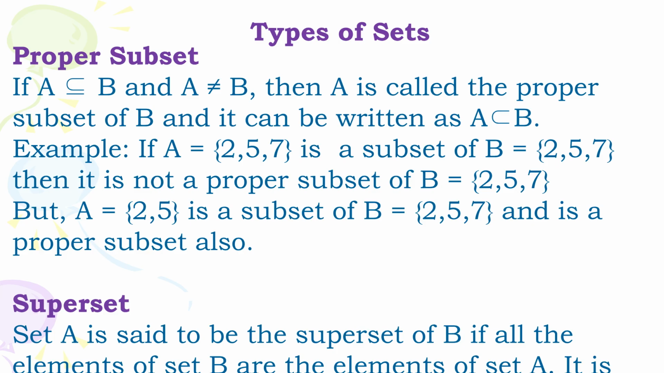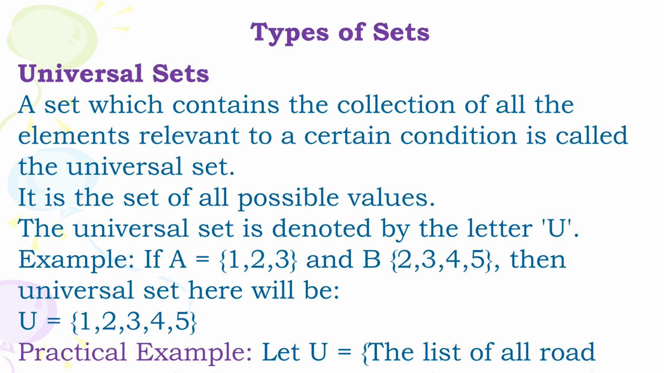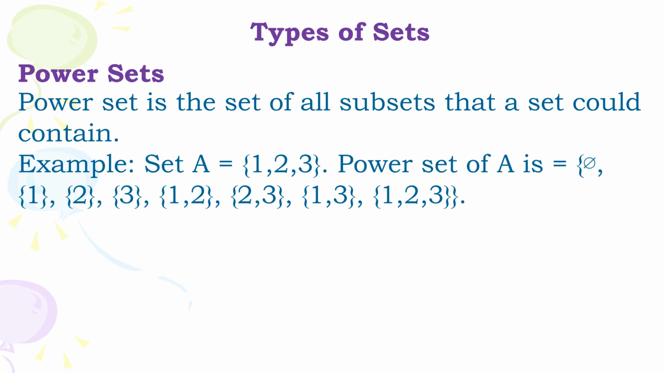A proper subset means all elements of A are in B, but A and B are not equal. A superset, denoted by a different symbol, occurs when all elements of B are contained within A. The universal set, denoted by U, contains all elements relevant to a specific context. All other sets within that context are subsets of the universal set. A power set is simply the set containing all possible subsets that a given set could contain.